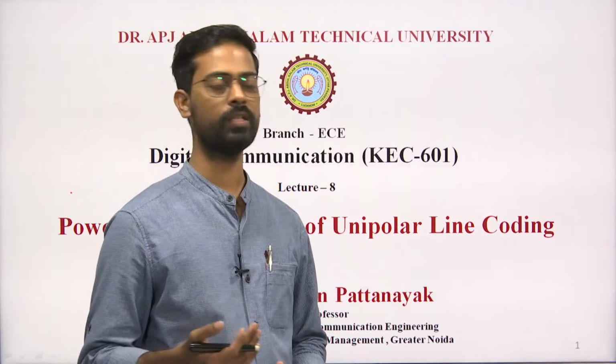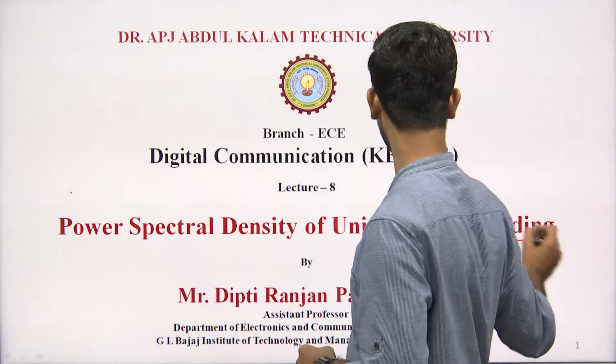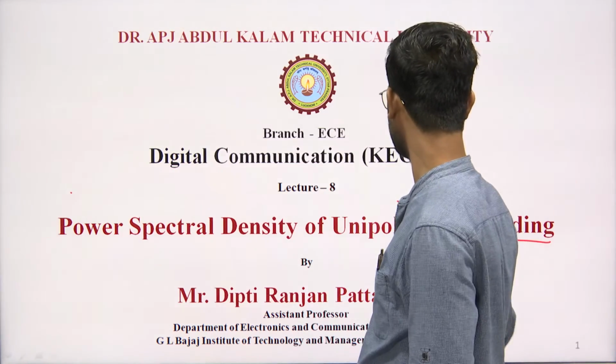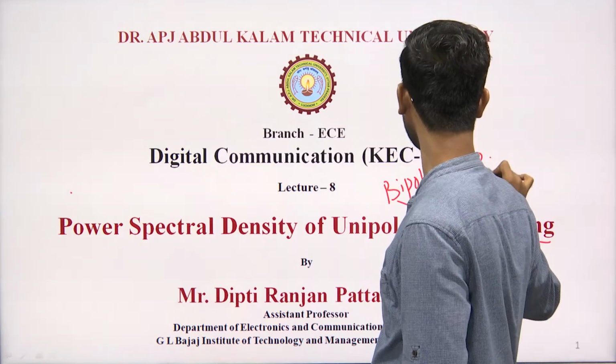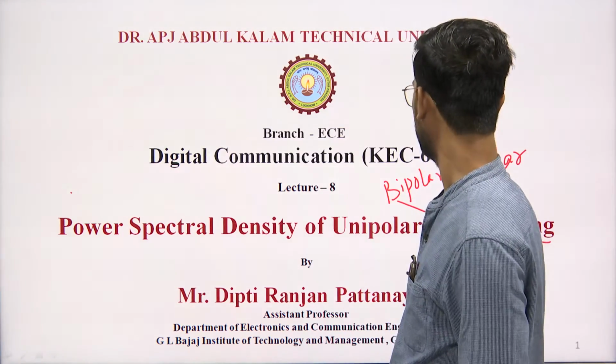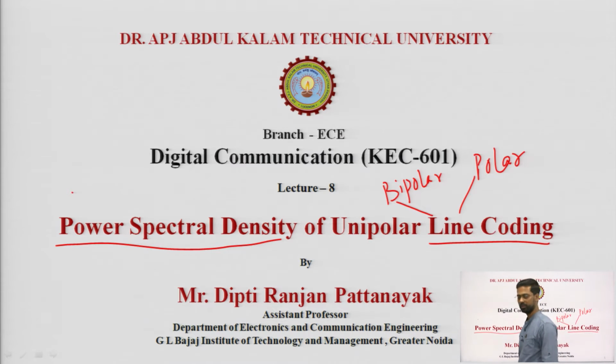So, today we will see the power spectral density of unipolar line coding system. We have already seen about the different types of line coding systems. One is your unipolar, second one is your bipolar, and the third one is your polar. So, we will see each type of line coding and we will calculate the power spectral density. Okay. Now, we will calculate the power spectral density of the unipolar line coding technique.